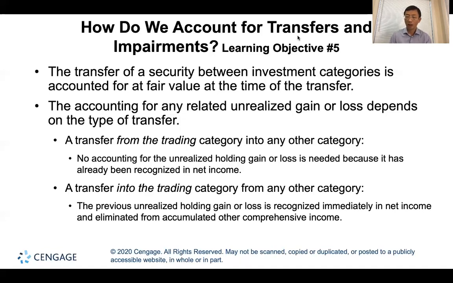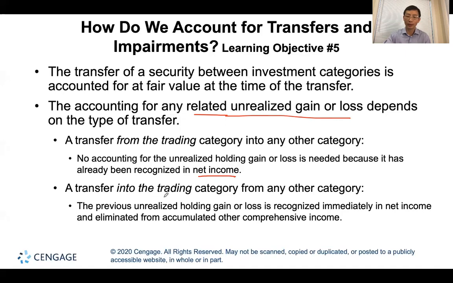So here, we would like to use examples to show this kind of change, and the category change will focus on unrealized gains and losses. For a transfer from the trading category into other categories, because for the trading category, unrealized holding gains go into net income in the income statement, after the transfer the net income cannot record the unrealized gains or losses. It depends on what kind of category the trading security will become. We will have an example in the following slides.